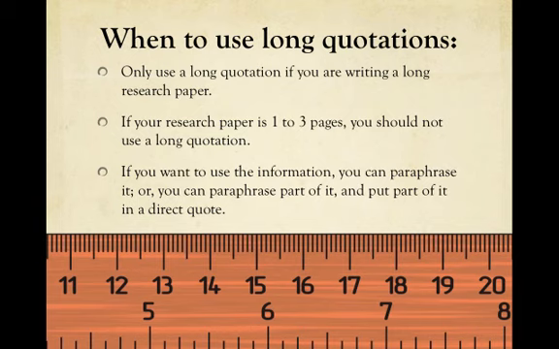So when do you use long quotations? Well, luckily for you, you are writing a relatively short research paper, and you're only using long quotations if you are writing a long research paper. So if your research paper is between 1 to 3 pages, which is what yours will be, you should not use a long quotation. That means you do not have the option to use a direct quote that is longer than 4 lines. If you want to use the information that would be in a long quotation, you can paraphrase it, which we're going to talk about later. It means put it in your own words. Or you can paraphrase part of it and then put part of it in a direct quote so that the direct quote is not more than 4 typed lines.